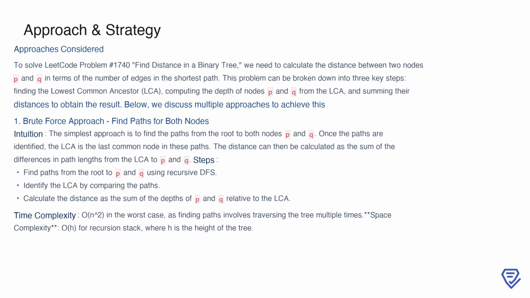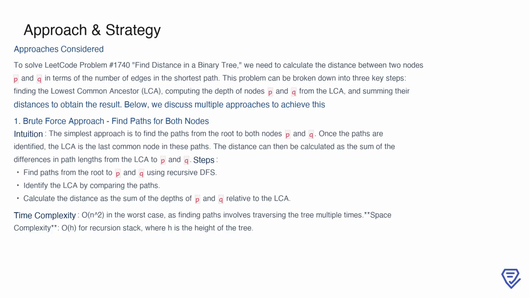One straightforward way to approach this is the brute force method, where we find the paths from the root to each node individually. By comparing these paths, we can identify the LCA as the last common node. After that, the distance can be computed by summing the differences in path lengths from the LCA to p and q. However, this approach requires traversing the tree multiple times, making it less efficient, especially for larger trees.